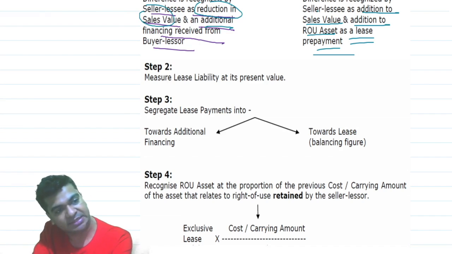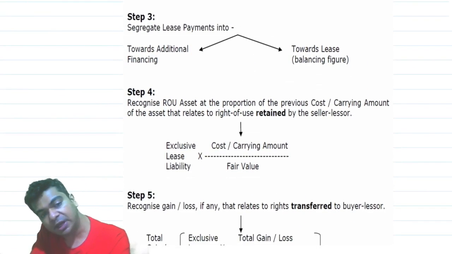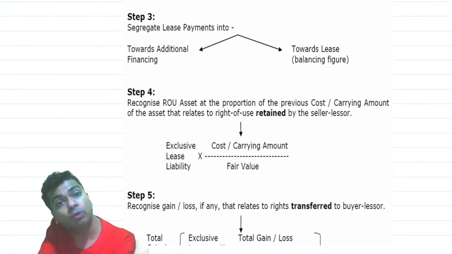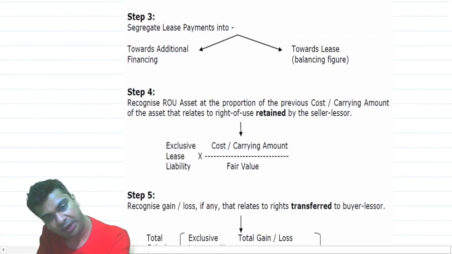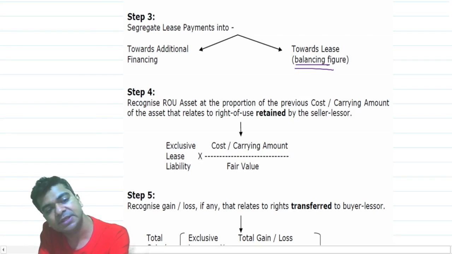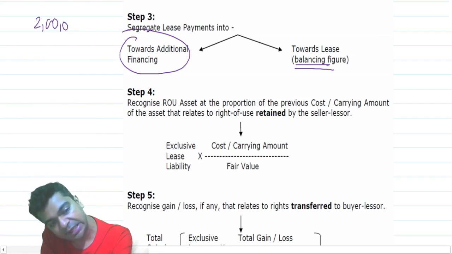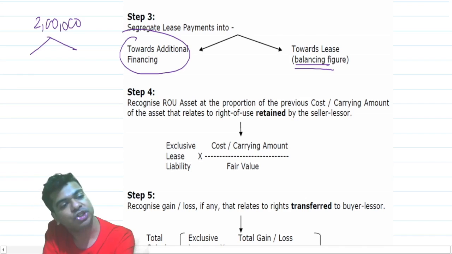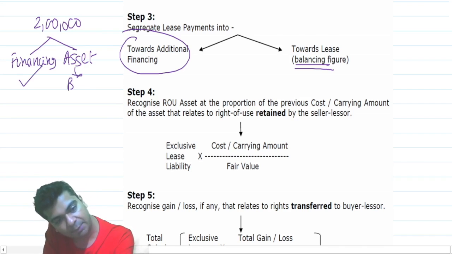Step 3 is the segregation. As we have understood, lease payments will be required to be segregated into how much is for the additional financing, how much is towards the lease. Whatever is towards the lease, that will turn out to be a balancing figure. So it is this that has to be accounted for. As we were discussing earlier, your lease rent is 2 lakhs. You are charging for the asset. You are also charging for the financing. So figure out this, and then the asset will be a balancing figure.